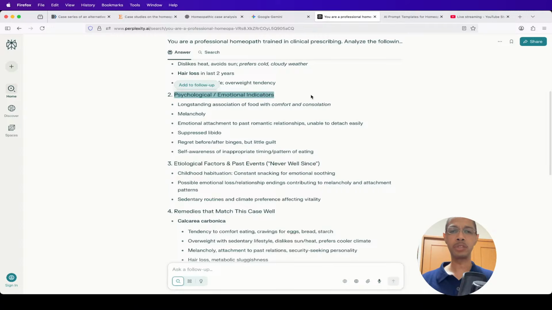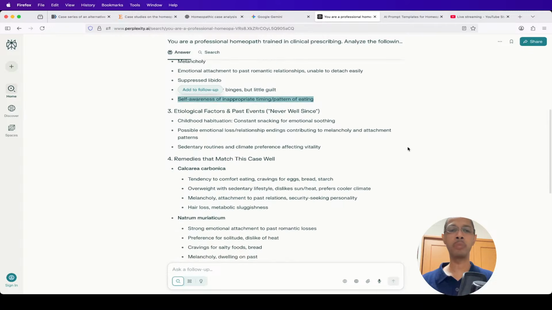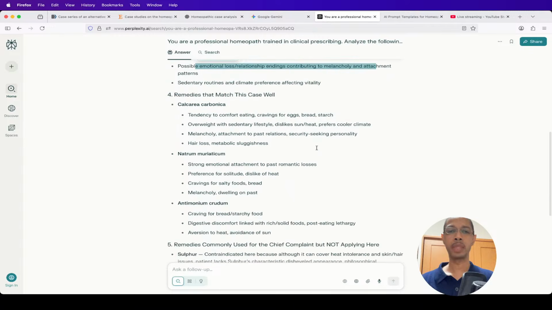The psychological indicators, long-standing associations of food with comfort, melancholy, suppressed libido, regret before and after binges but little guilt, self-awareness of inappropriate timing and pattern of eating. So that was one that it picked up on. Never well since. This is a childhood habituation. Possible emotional loss, relationship ending contributes to melancholy and attachment patterns. Sedentary routines and climate preferences.